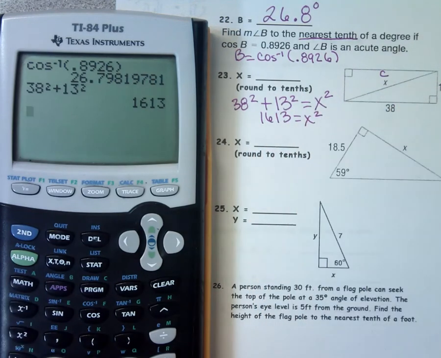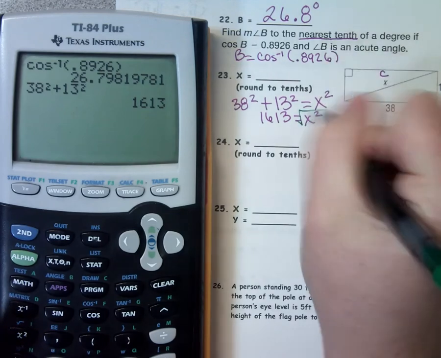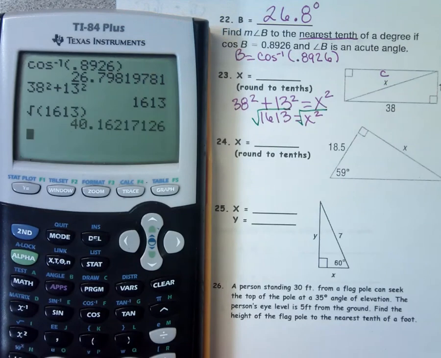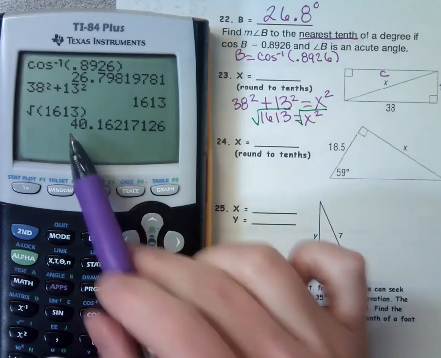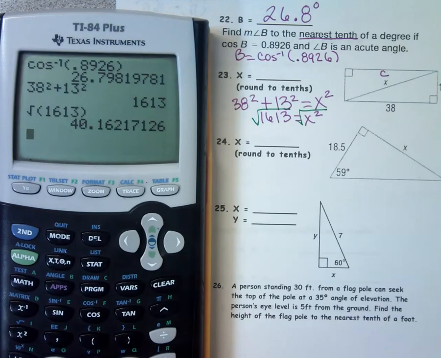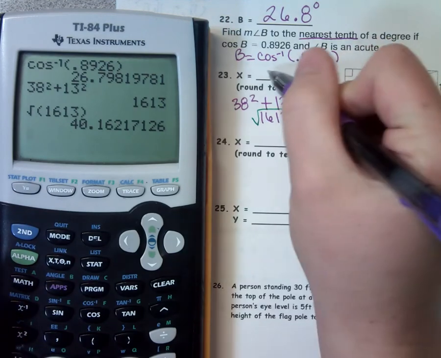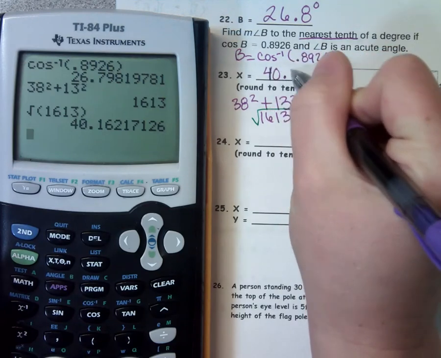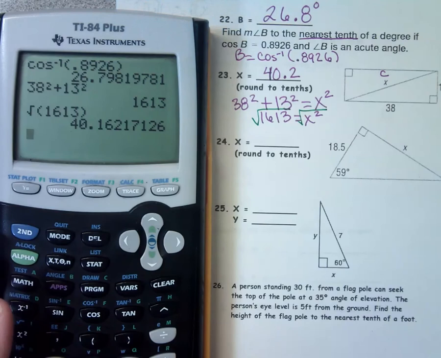I can't leave my squared there, so I'm going to square root both sides. And if I square root 1613, it gives me this for an answer, and it does tell me to round to the nearest tenths, which is why I wasn't even worrying about simplifying the radical. So if I round to the nearest tenths, that would be 40.2. Pretty easy.